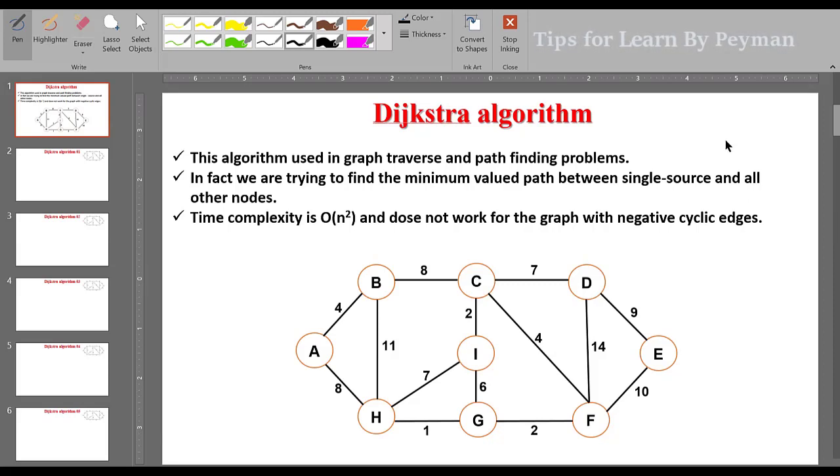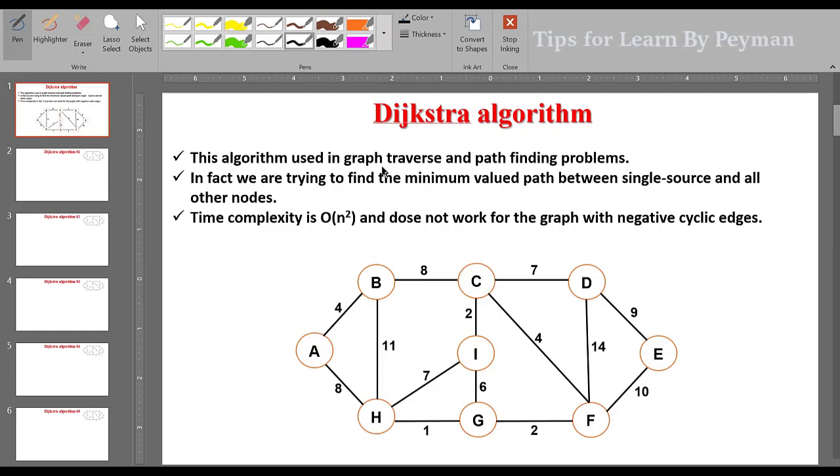In this video I'm going to teach you how the Dijkstra algorithm works. As you know, in the artificial intelligence domain we have many problems which are based on graph and tree structures, mainly used for pathfinding and graph traversing, and finally generalized to so many other problems. Today I'm going to teach you how the Dijkstra algorithm works.